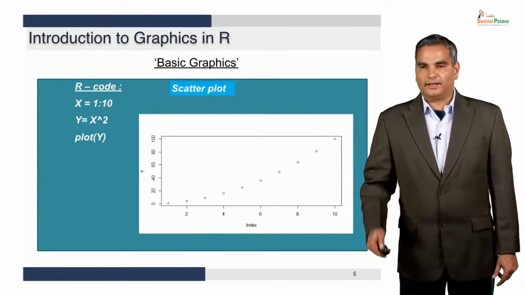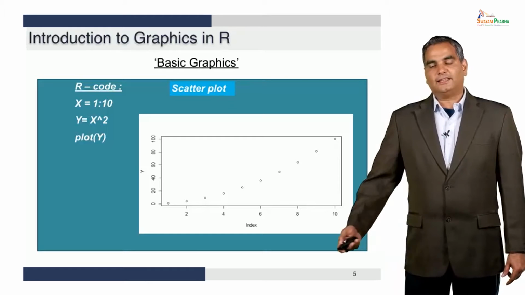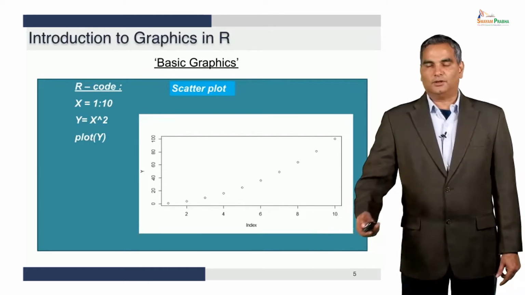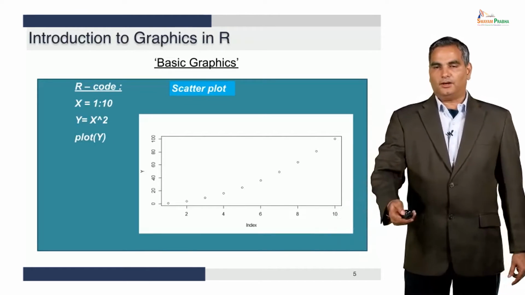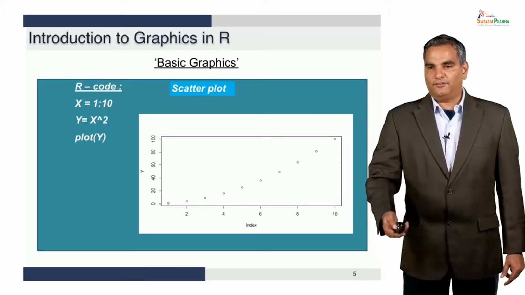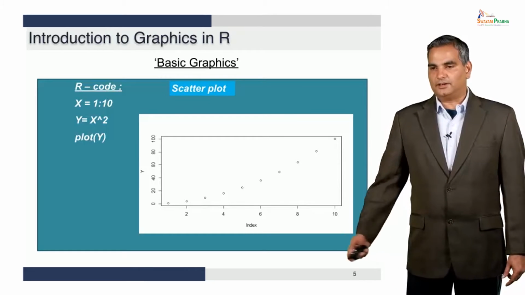I have in the y-axis the variable y. And in the x-axis, basically, I have the index. Because I do not have an x and y in this plot, I just plot y. For every value of y, there is an index that keeps increasing.